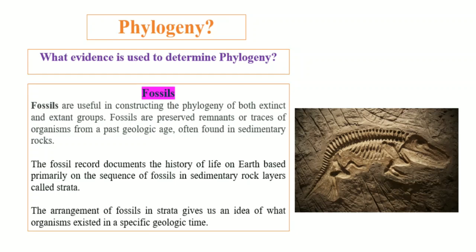So the age of the rock or the strata is determined by using different radioactive isotopes, and then we can predict the time period in the geologic era when the organisms or a specific group of organisms existed in the evolutionary history or the history of life on Earth. So the arrangement of fossils in the strata gives us an idea of what organisms existed in specific geologic time.